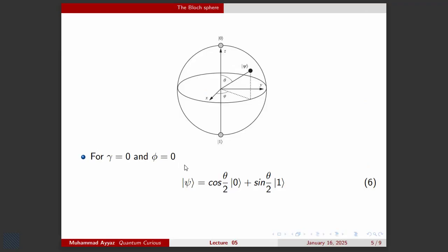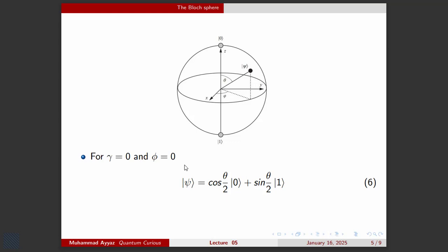So the Bloch sphere is represented in spherical coordinates, and we could see that phi here is the angle that the projection of the quantum state makes with the x-axis, and the theta angle is the angle that the quantum state makes with the z-axis. We could see that the zero state is along z, and the one state is opposite to it.